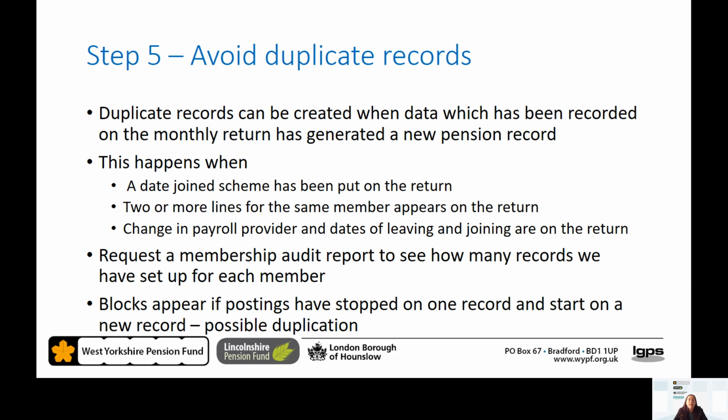Step 5, we need to avoid duplicate records. Duplicate records can be created when data which has been recorded on the monthly return has generated a new pension record. This can happen when a date joined scheme has been put on the return, 2 or more lines for the same member appear on the return, or there's been a change in payroll provider and the dates of leaving and joining have been submitted on that monthly return.